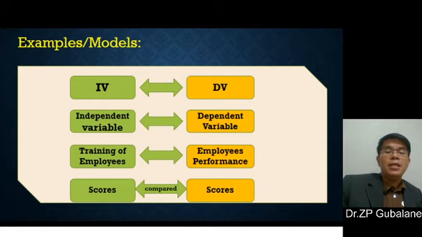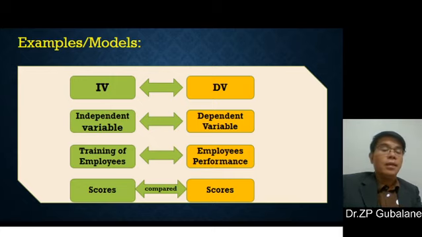So, IV-DV. Under independent and dependent variables are actually scores generated by the researcher. So there are two scores here which the researcher is supposed to be comparing in his or her study. Is there a relationship between the two scores, under independent variable training of employees and dependent variable employees' performance? Is there a relationship between the two variables? Something like that. Another correlational study.